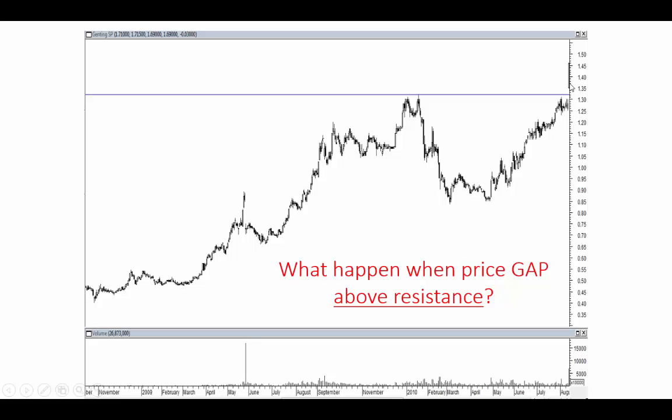What caused the gap up? The gap up is caused by demand in this counter, and when there's demand, people queue at a higher price. The buyers and sellers match the price at 135, and that will be the opening price. This is based on demand and supply. So when the price gaps up, it means there is strong demand in this counter. People want to buy it, and when price gaps above a resistance, it is a bullish sign.